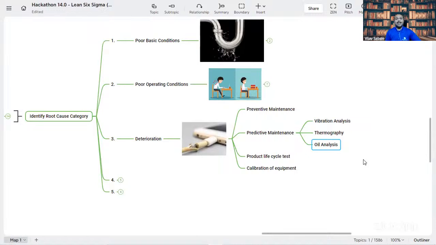So this is predictive maintenance. That means we are going to attack the deterioration before it creates the problem for us, right?